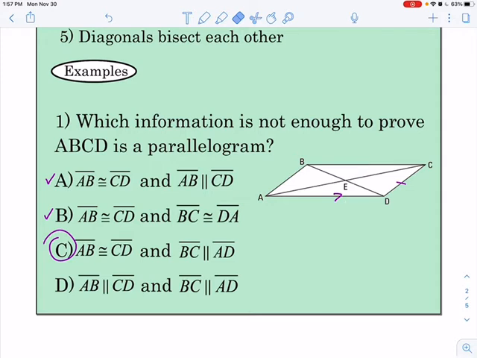And just to show you the last one here, AB is parallel to CD and BC is parallel to AD. That one's both pairs of opposite sides are parallel. And again, that is enough information to show that it is a parallelogram.